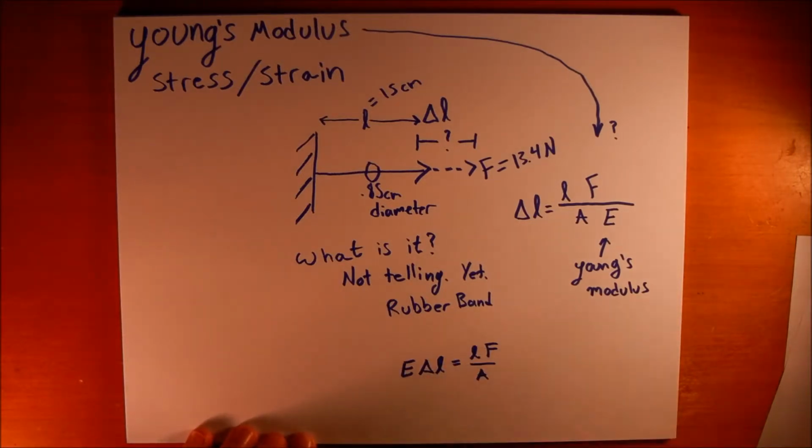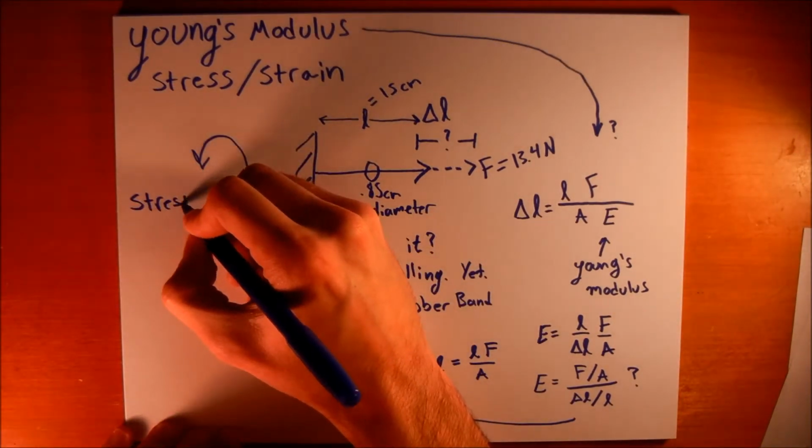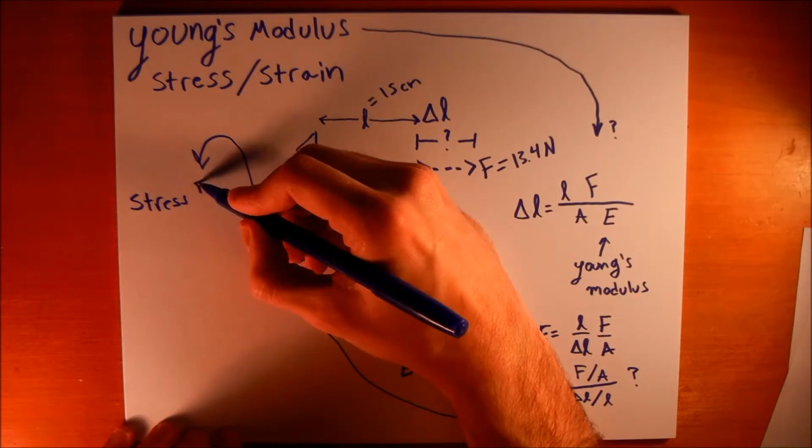Okay, now we're going to see the reason for putting Young's modulus on the bottom. Let's rewrite the equation trying to get Young's modulus by itself. This will make everything a lot easier to work with and a lot simpler to think about. We'll define stress as force over area.